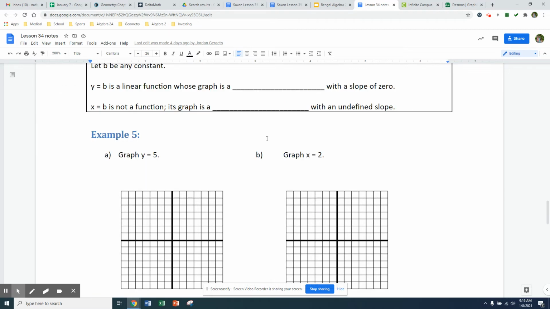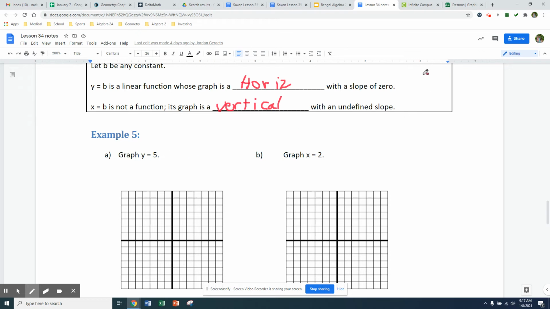Next, we'll take a look at what happens when we just have a horizontal or vertical line. So first, if we have y is equal to b, so y is just equal to any number, is a graph whose line is a horizontal with a slope of 0. And I'm just going to abbreviate horizontal. X equals b is not a function because it is a vertical line, which does not pass the vertical line test, and it has an undefined slope. So below here, we're going to graph both of those and also talk about their slopes.